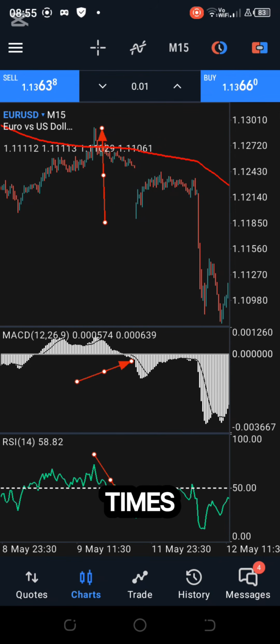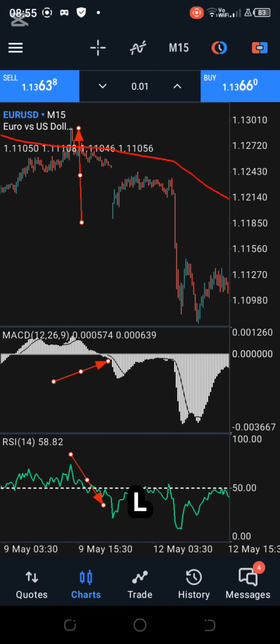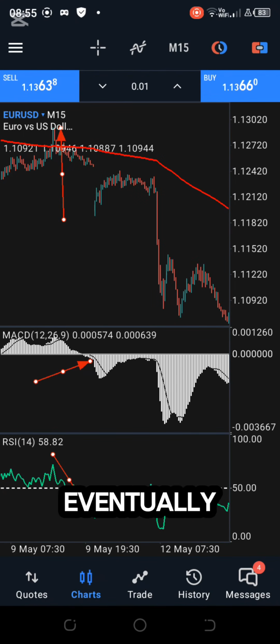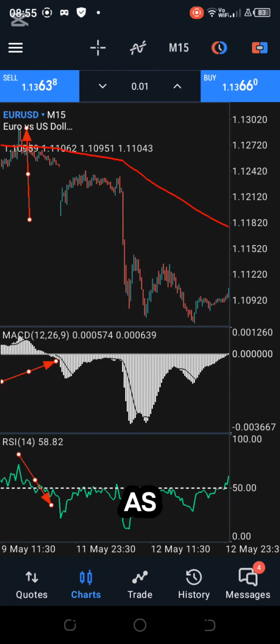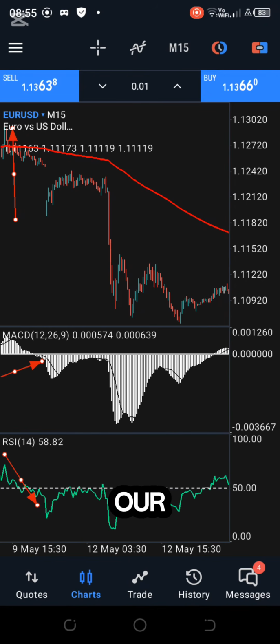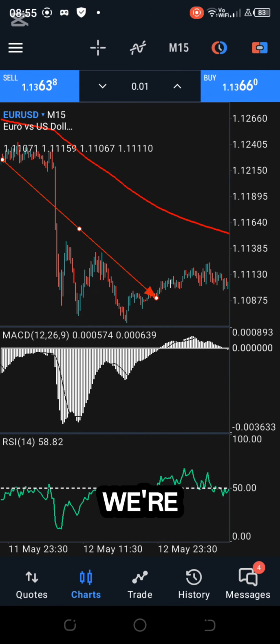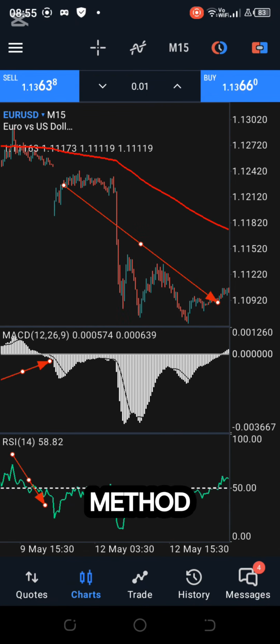Then it's 2 times the SL to get our target profit. So you can see we're eventually going to hit our TP. Or we can use the MACD as our trailing stop. So we're going to enter here, then when the MACD histogram crosses above the 0 line, we're going to exit. So you can choose the method that you want. But you can see it was going to be a winning trade.